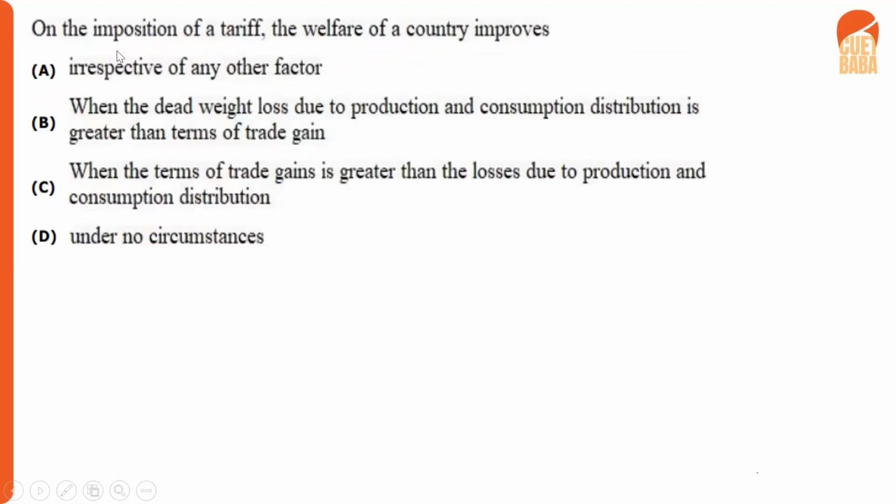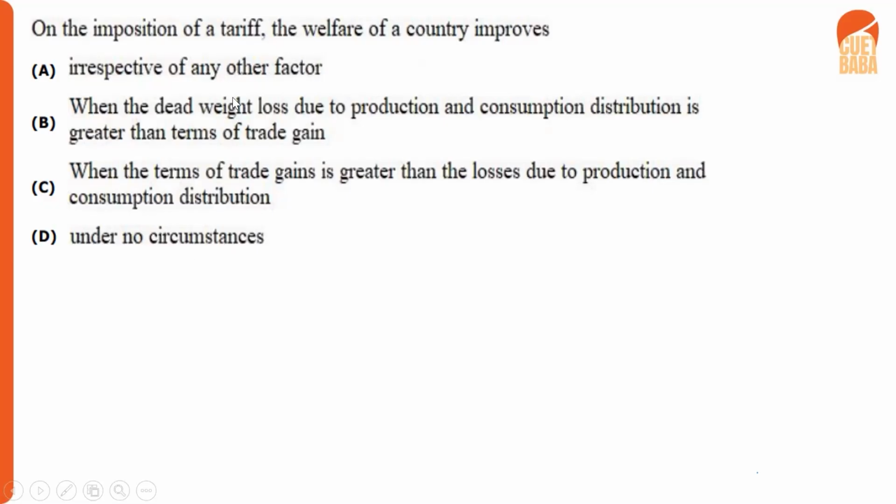Next, we move on to the imposition of a tariff. The welfare of a country improves irrespective of any other factor, when the deadweight loss due to production and consumption distribution is greater than the terms of trade gain, when the terms of trade gains is greater than the losses due to production and consumption distribution, or under no circumstances.